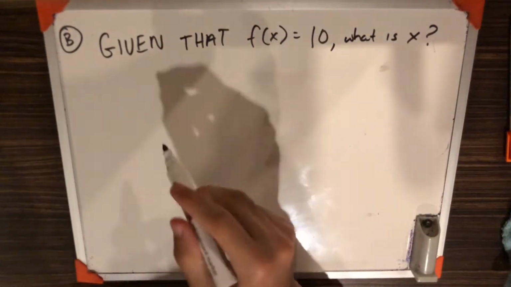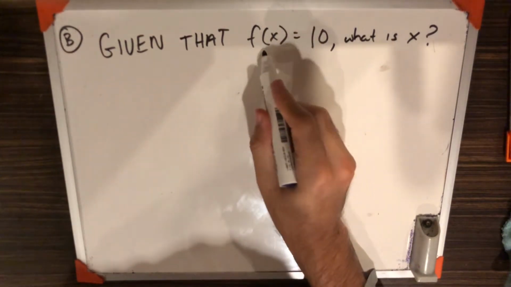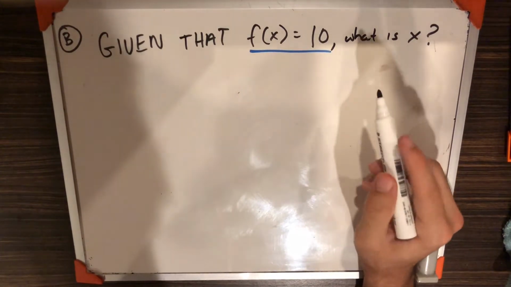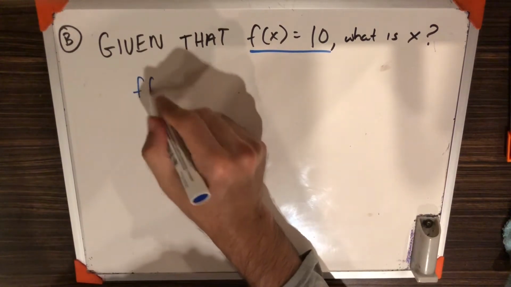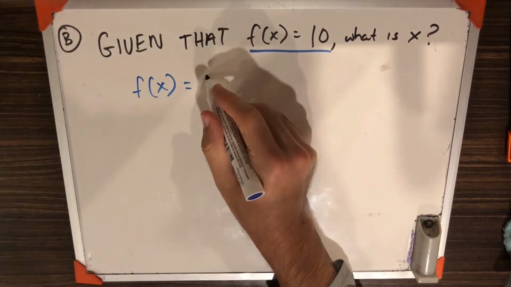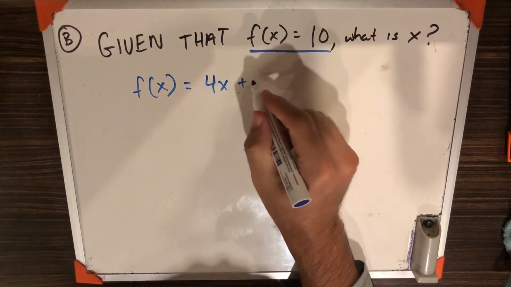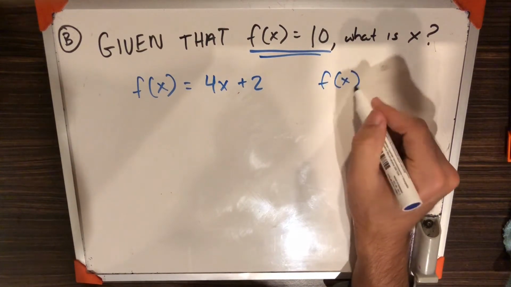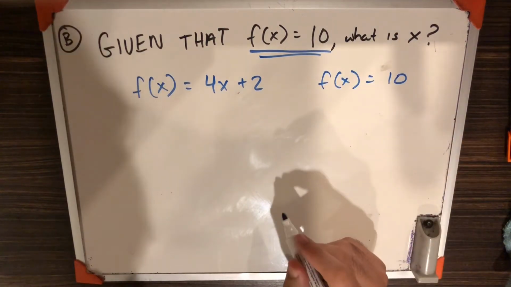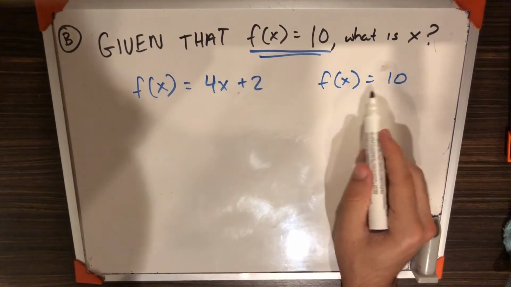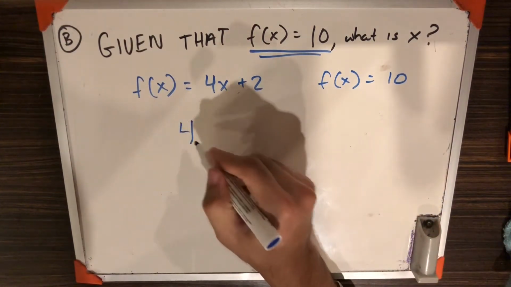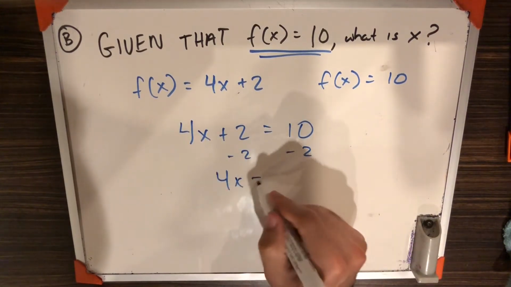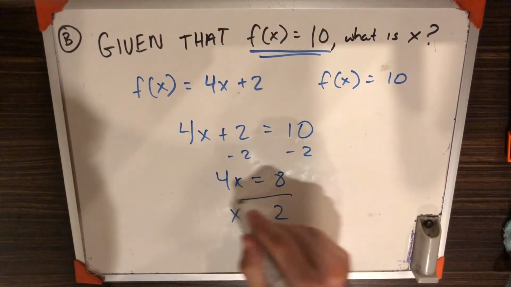All right, for 4b, it's saying to us that f of x is equal to 10. It wants us to find our input, or our x in this case. Well, we know 2 things. We know f of x, like earlier, is equal to 4x plus 2. It's also suggesting that f of x is equal to 10. So I can set those both equal to each other. 4x plus 2 is equal to 10, minus 2, minus 2. 4x is equal to 8. x ends up being a value of 2.